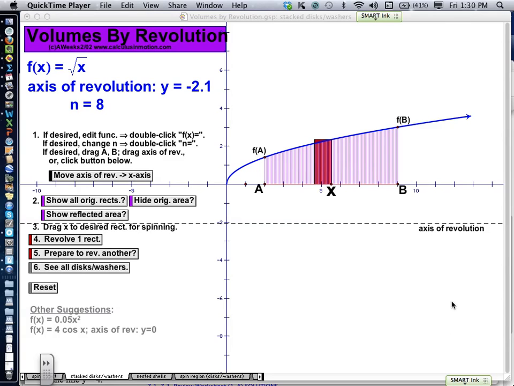Okay, so today we're moving on to volumes of revolution.